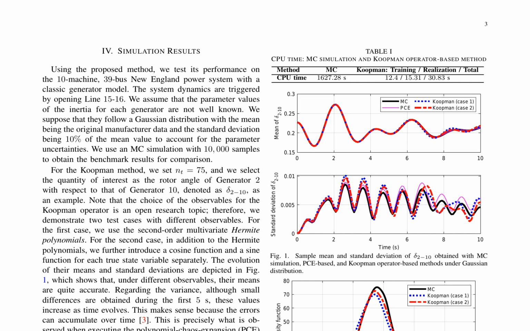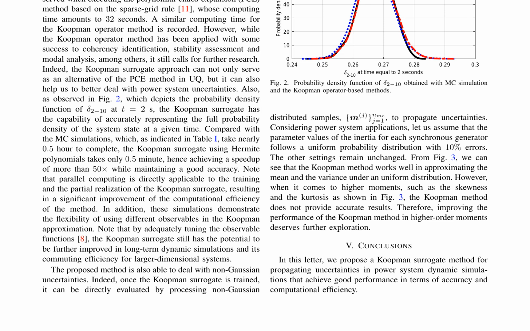The computing time for the Koopman operator method is recorded to be 32 seconds, similar to the polynomial chaos expansion (PCE) method based on the sparse grid rule, which also takes 32 seconds. However, the Koopman surrogate approach has the potential to better handle power system uncertainties and can serve as an alternative to the PCE method in uncertainty quantification.